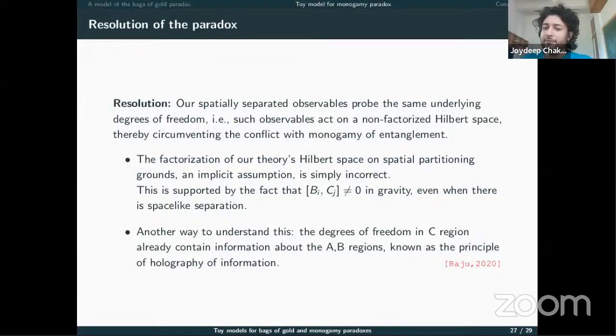This is supported by the fact that if we use the Gauss constraint to calculate the commutator of BI and CJ, this is not equal to 0 in gravity, whereas in effective field theory we will find that this is equal to 0, even when there is space-like separation. Another way to understand this is as follows. The degrees of freedom in region C already contain information about the A and B regions, which is known as the principle of holography of information. And this is written nicely in this review.